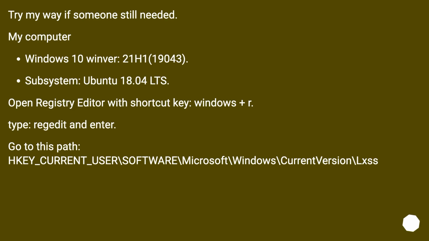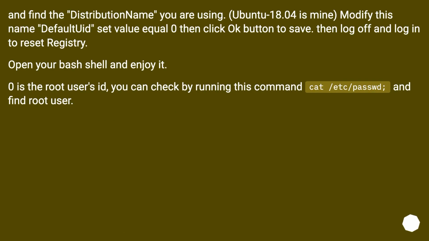HKEY_CURRENT_USER/Software/Microsoft/Windows/CurrentVersion/Lxss. And find the distribution name you are using. Ubuntu 18.04 is mine. Modify the value DefaultUid to its set value equals 0, then click the OK button to save. Then log off and log in to reset the registry. Open your bash shell and enjoy it.